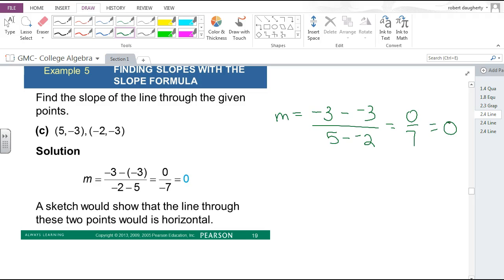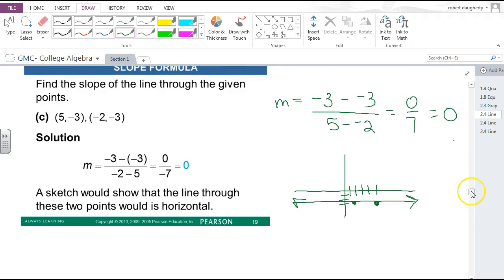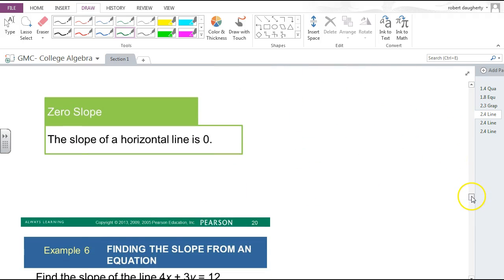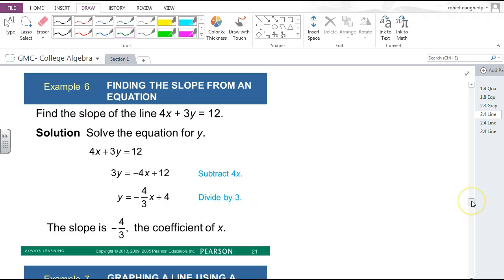So what does this line look like? We can plot these 2 points, 5, negative 3, and negative 2, negative 3, right here. This is a horizontal line. So the slope of a horizontal line is 0. It has no slope, okay? The slope of a vertical line is undefined, which is different than no slope. It is undefined. So a horizontal line has a slope of 0.